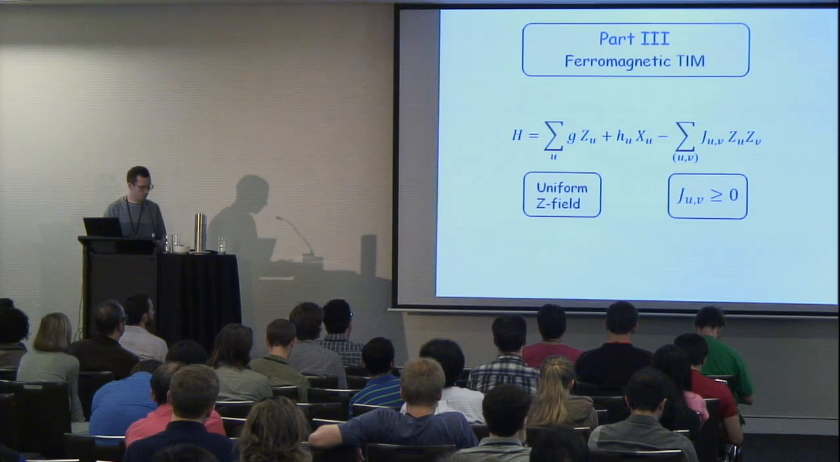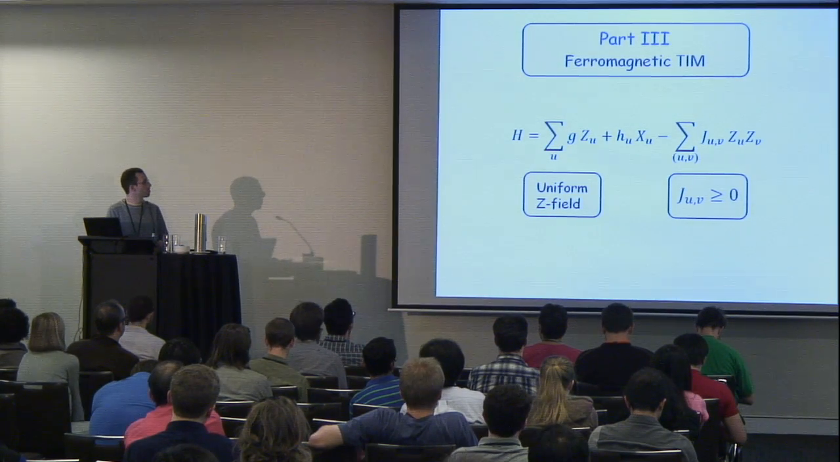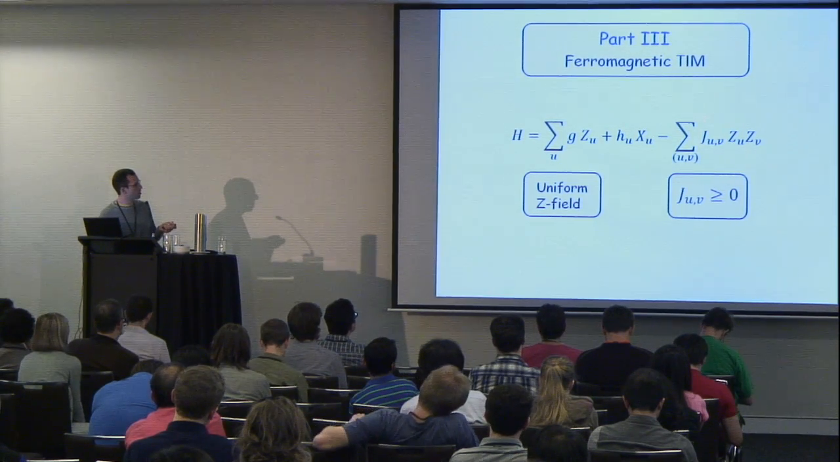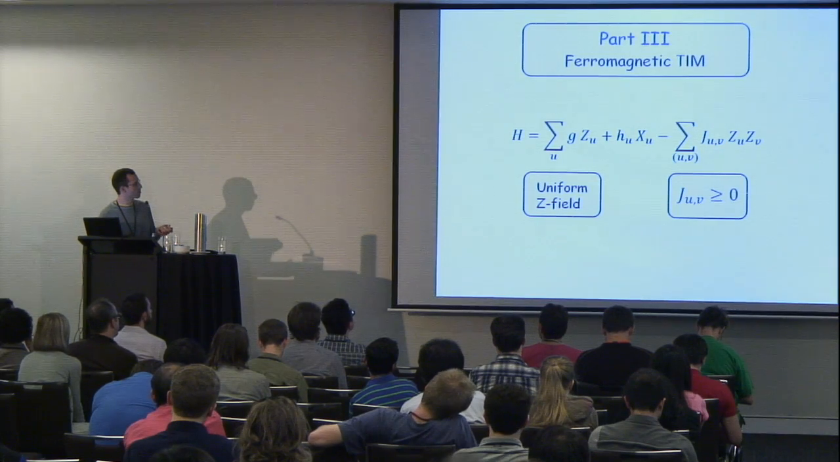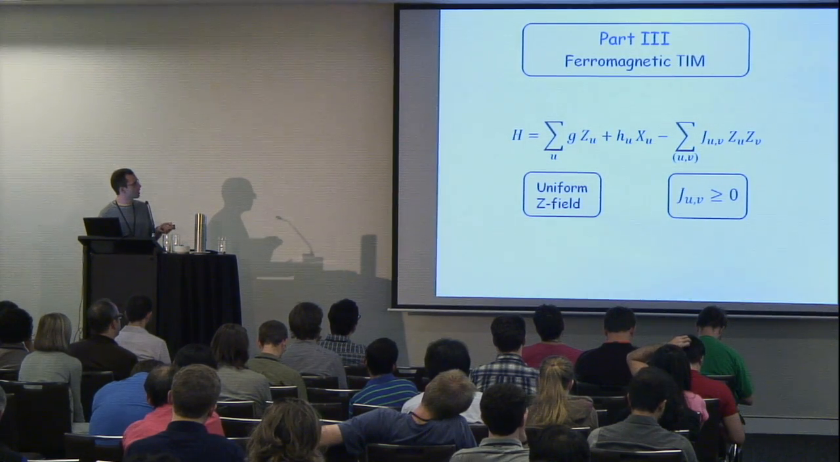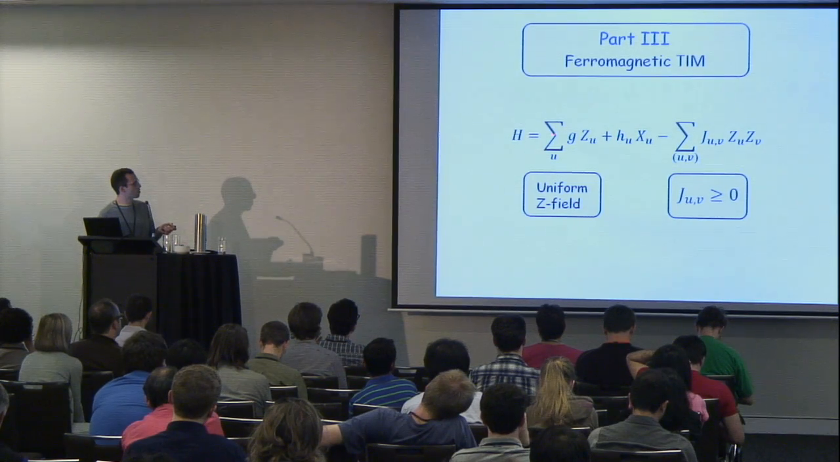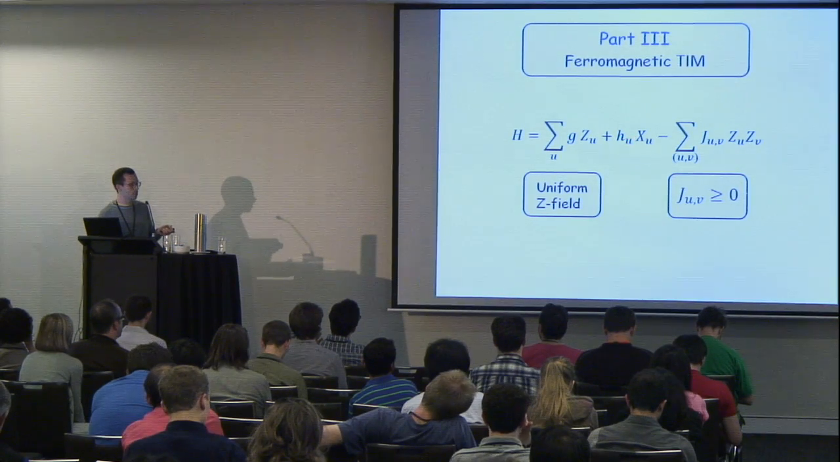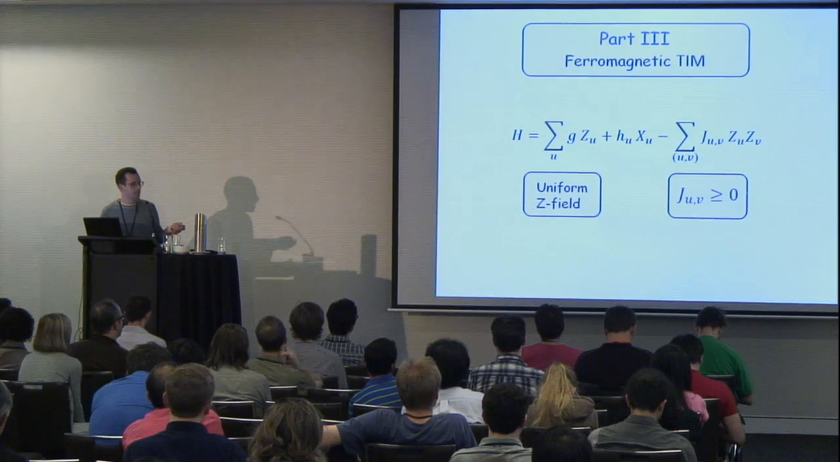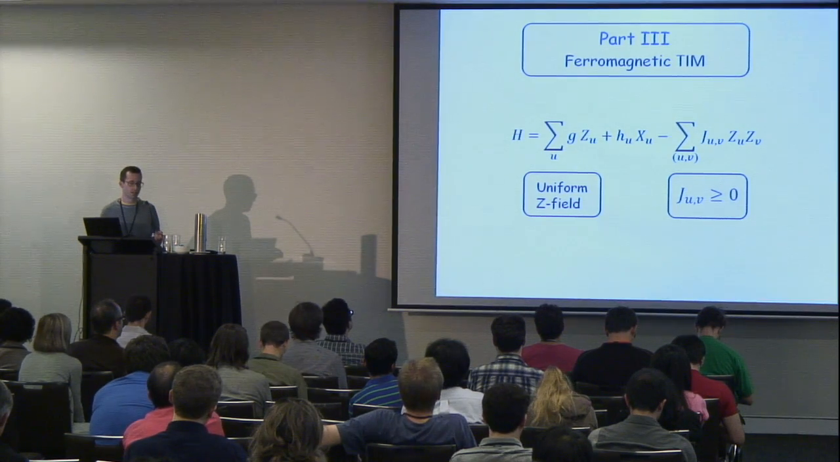So that brings me to part 3 of the talk, which is about the ferromagnetic transverse Ising model. In this part of the talk, what does ferromagnetic mean? It just means that all of these coefficients have to be greater than or equal to 0. So this interaction term makes the spins all want to line up in the same direction. We're also going to restrict to the case of a uniform Z field. So notice that the Z field doesn't depend on the spin anymore. The transverse field can still depend on the spin. And if I remove this transverse field, then I get the classical ferromagnetic Ising model.